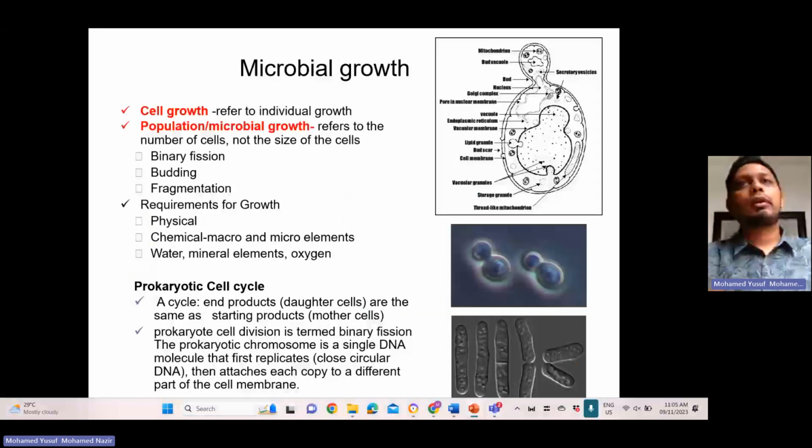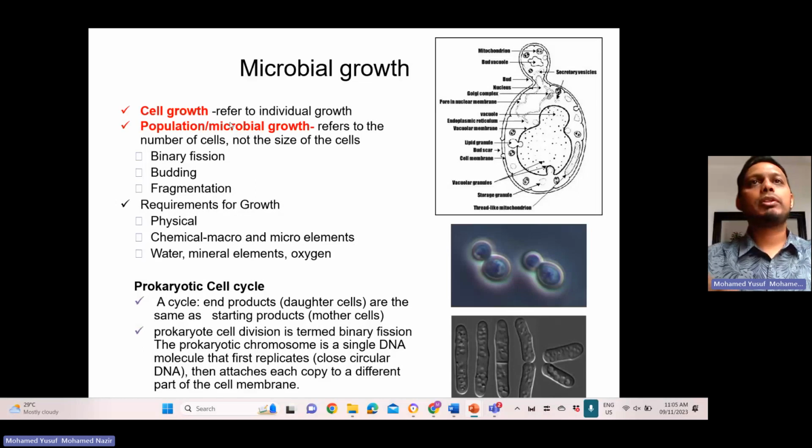Okay, so we move on into the microbial growth. What is microbial growth? Normally, you can refer to two terms: cell growth and population of microbial growth. Cell growth always refers to individual growth, how one cell can be divided into the daughter cell, or the second or the third cells. And then what are the requirements that need to be met in order to allow the cell to grow or to divide. Another term is population of microbial growth, which refers to the number of cells, not the size of the cell.